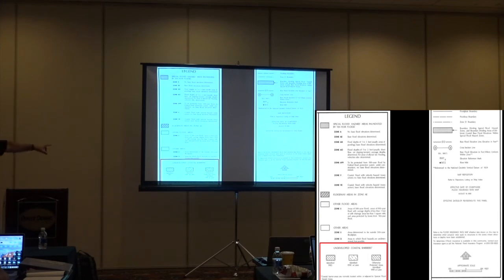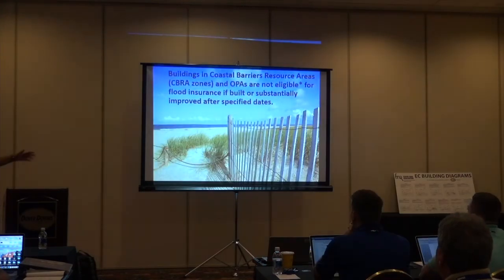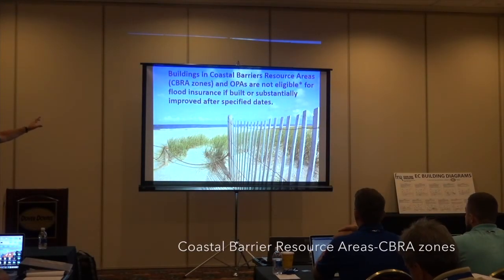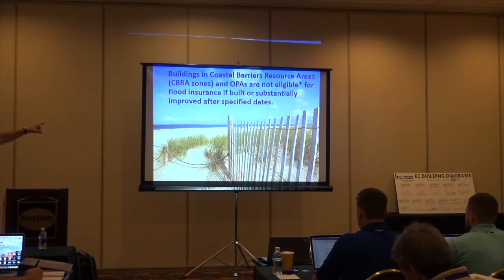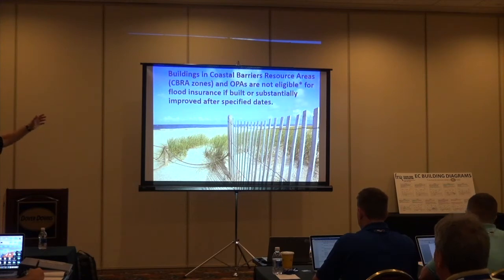So one of the important things on this, which I intentionally skipped over because we're talking about it right now, is undeveloped coastal barriers. These fall within the bottom. It says coastal barriers are normally located within or adjacent to special flood hazard areas. So I'm going to go to the next slide so you see what we're talking about. Coastal barrier resource areas, COBRA zones. That doesn't mean there's a lot of snakes there. COBRA zones and OPAs.